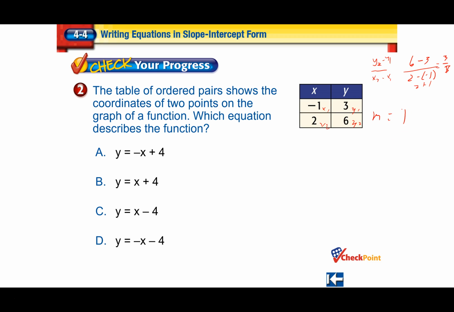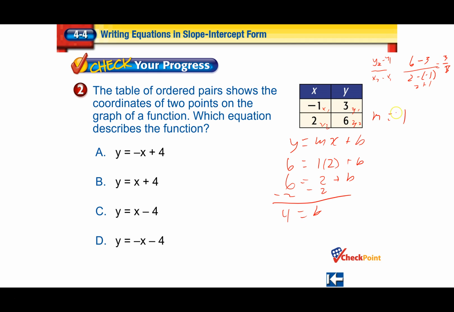Okay, so I need to find a y-intercept. So I need to take y equals mx plus b. I need to put my slope in of 1. Let's put a y coordinate. Let's do the bigger one. Why not? 6 equals, and then let's put 2 here. X is 2, so I'm using that point, plus b. So that gives me 2 plus b equals 6, minus 2 on both sides, gives me 4 equals b.